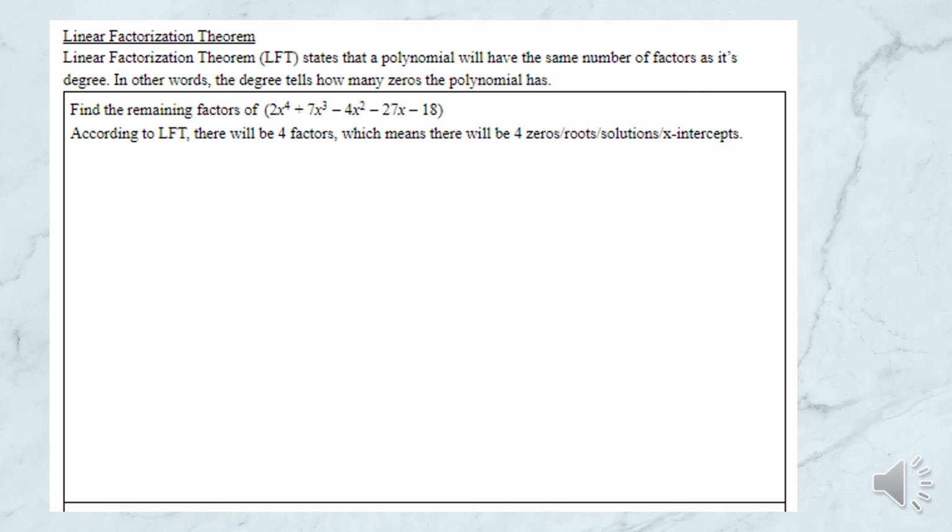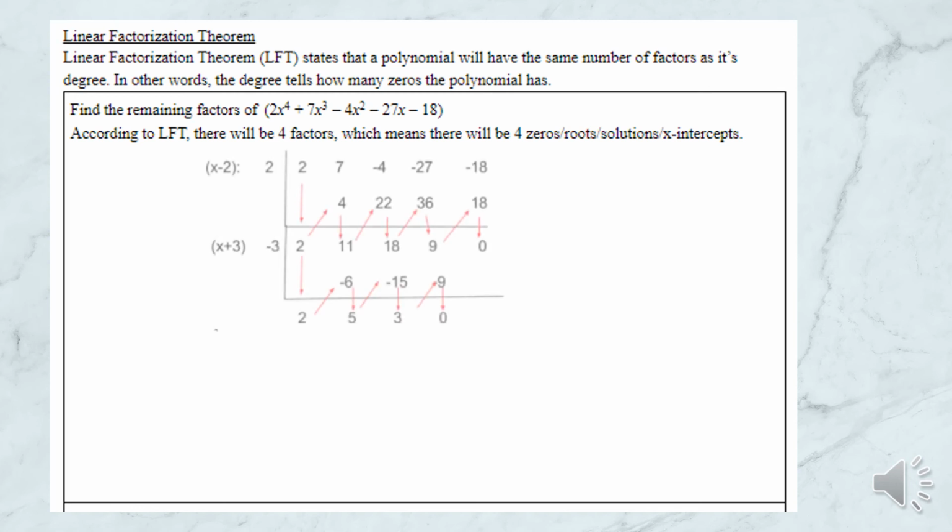The linear factorization theorem states that a polynomial will have the same number of factors as its degree. So the degree tells us how many factors I'm going to have. In this case, our degree is 4, which means I'm going to have 4 factors. And we know from the previous page that 2 of them, x minus 2 and x plus 3, are already factors because we used the factor theorem on both of them. So I can use synthetic division to slowly whittle down my fourth degree polynomial, which we call a quartic, down to a quadratic. Because remember, each time I do synthetic division, the degree of my answer decreases by 1.